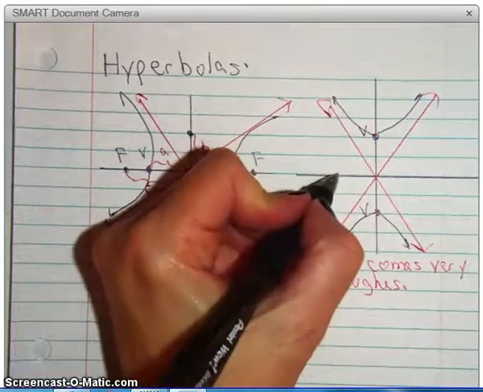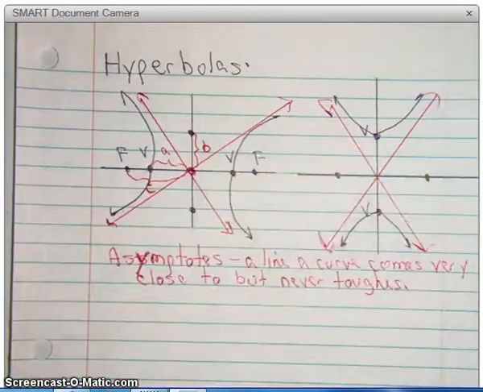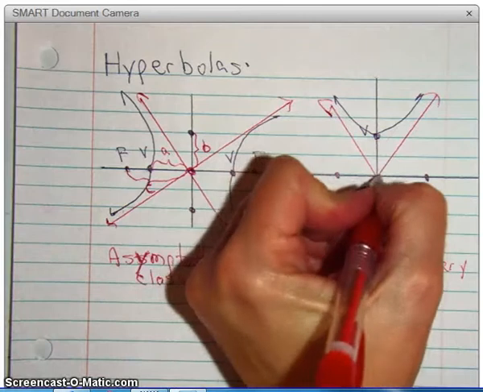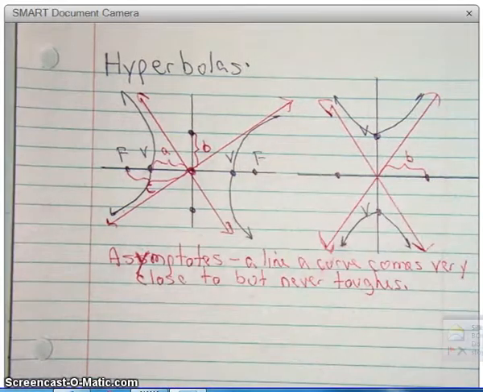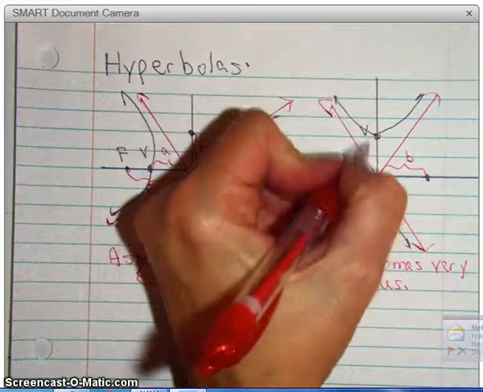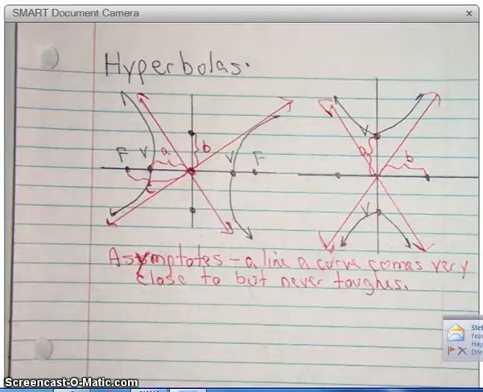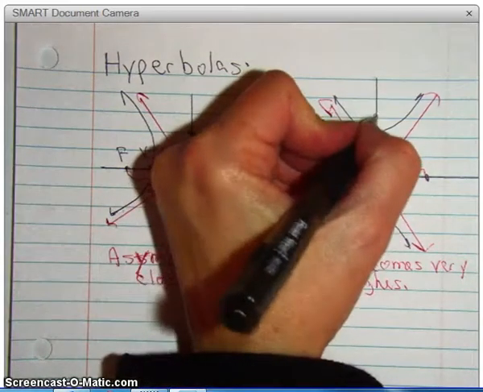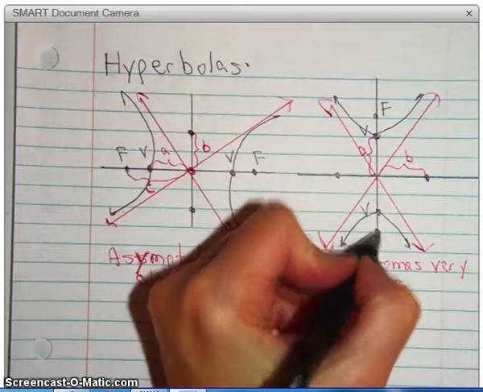And again, you'll have the points on the x-axis. Those again are your B values. Distance from center to vertex is A. And then focus.